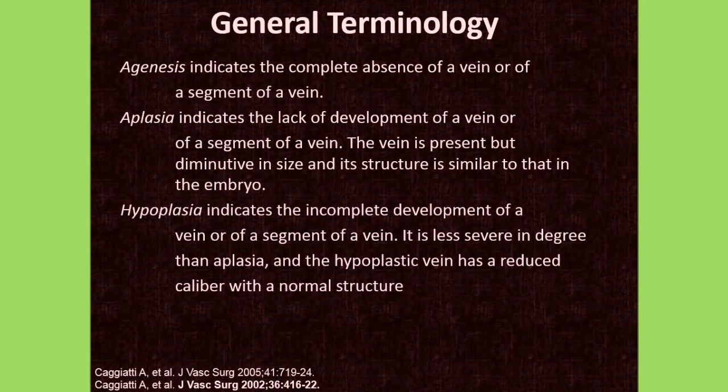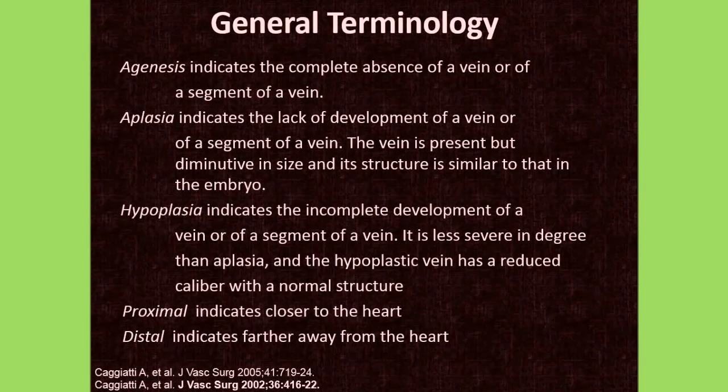Hypoplasia is the incomplete development of a vein, less severe in degree than aplasia, and a hypoplastic vein has a reduced caliber with a normal structure. Proximal indicates closer to the heart. Distal indicates further away from the heart. So when we describe, for example, the proximal great saphenous vein, we know that's the upper portion, if you will. And the distal portion of that great saphenous vein is further away from the heart, so it's down in the leg.